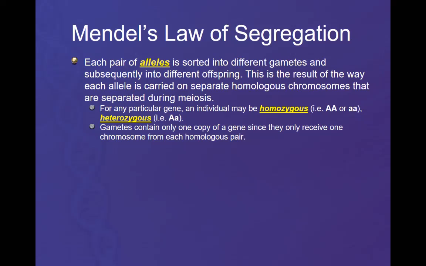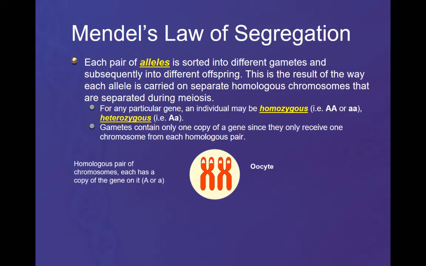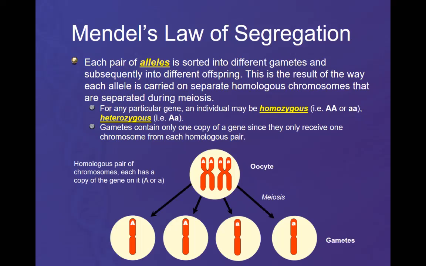Gametes contain only one copy of each, since you receive one chromosome from each parent, either in the sperm or the egg. So you begin with a homologous pair. Remember, this is what it looks like when we get to metaphase 1, and then it will continue to divide, anaphase 1 all the way through to telophase 2, and you will end up with 4 different gametes.